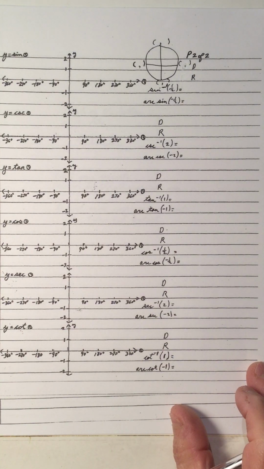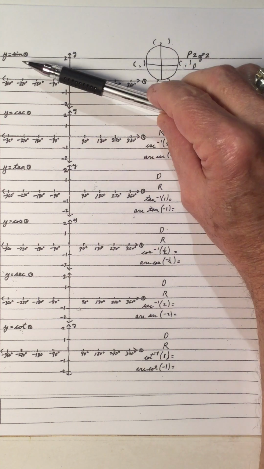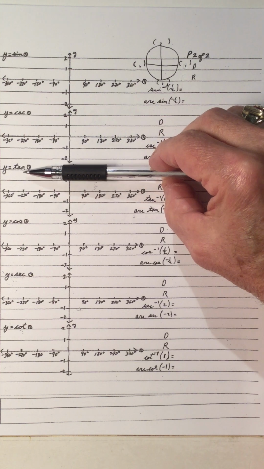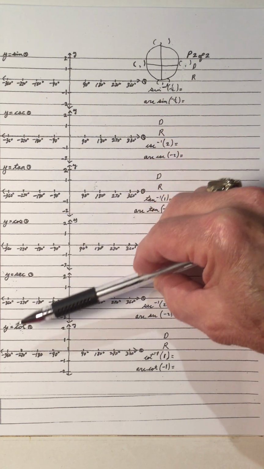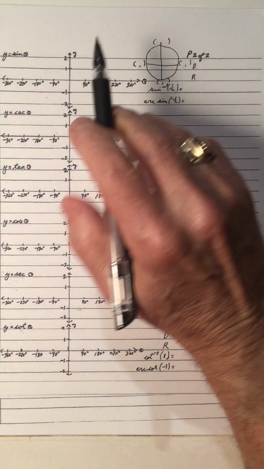I'm going to review the inverse trig functions, but the order that I'm going to do it in is not the same order that I did the videos previous to this. I'm going to do sine, cosecant, and tan, cos, secant, and cot. And there's a reason for that, and I'll explain as I do them.